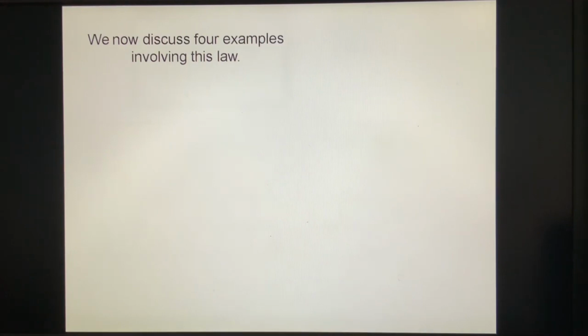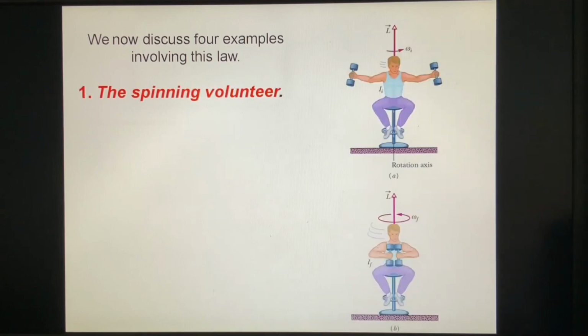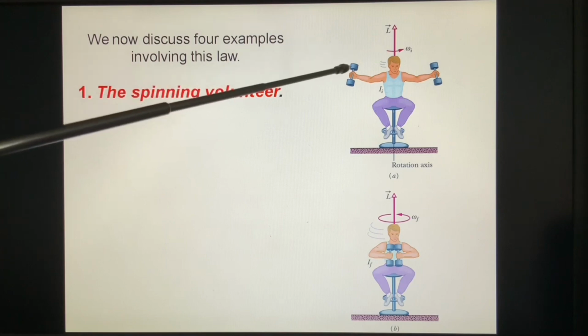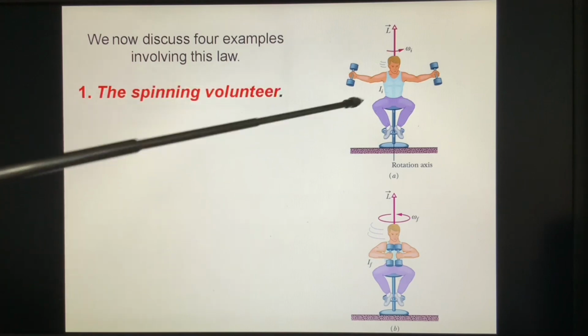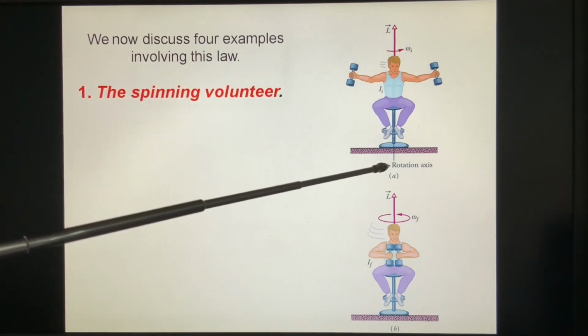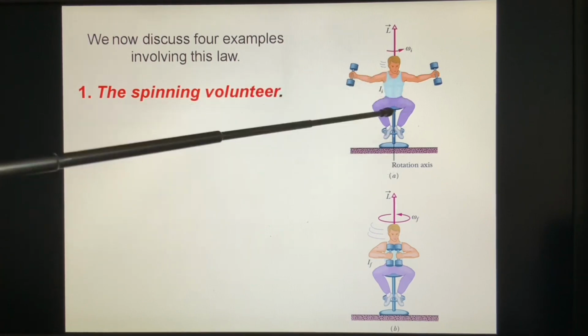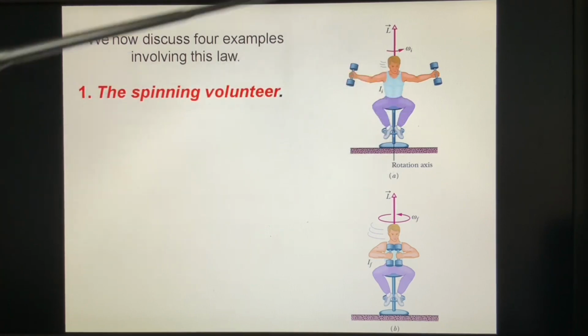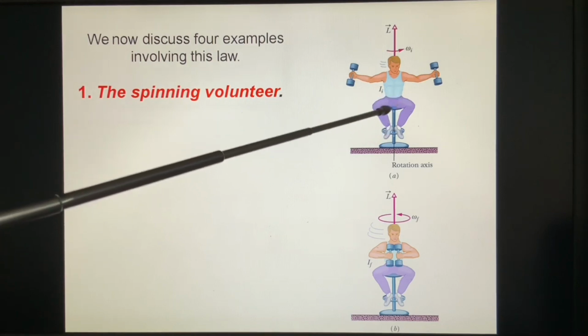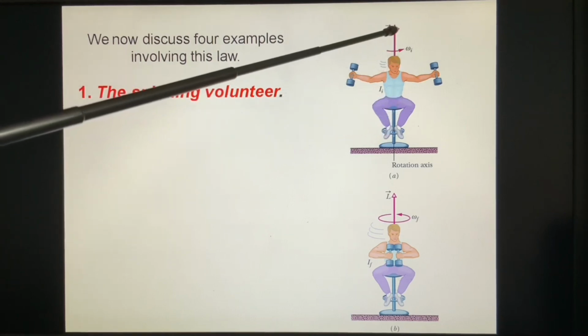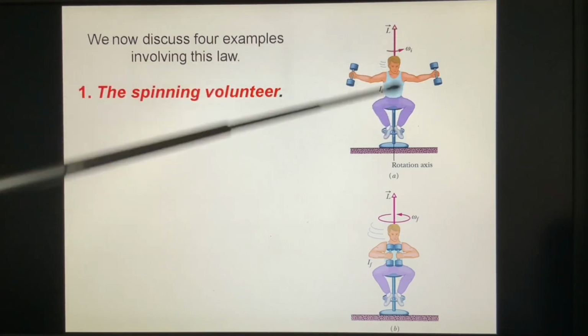We now discuss 4 examples involving this law. The spinning volunteers. You see this guy sit in the chair with 2 dumbbells. Are there forces? Yes, gravitational force, and from the chair, normal force. But these 2 forces produce no torque around this axis, because they are parallel.